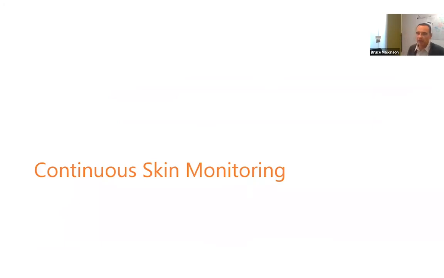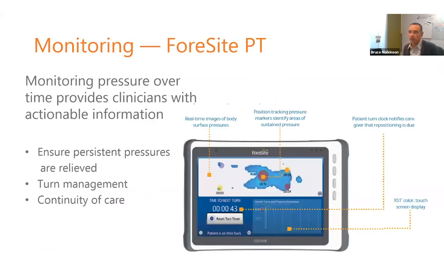Our continuous skin monitoring products are available for many of these settings, particularly for hospital beds in acute care. Our monitoring product is our Foresight PT system, and that system allows clinicians to monitor the pressure over the entire time that a patient's in a hospital bed and ensure that those persistent pressures are relieved when they do their regular turns, or to add turns, or to develop a particular turn strategy for an individual patient. And also to provide continuity of care between caregivers, or between potentially different parts of the continuum.